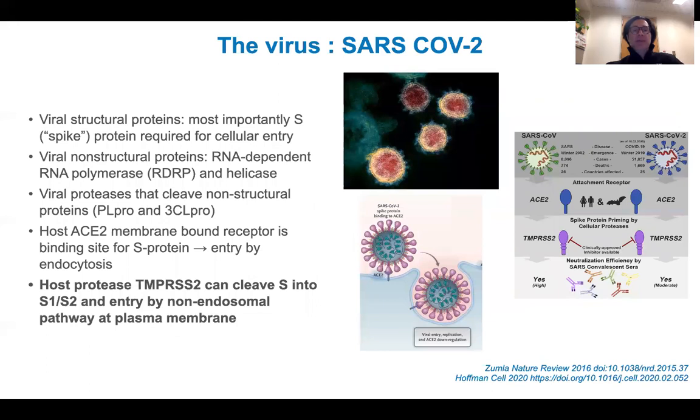The virus itself has a number of structural proteins, but the most important is this S protein, or the spike protein, which is required for cellular entry. The spike protein is cleaved into subunits by the host, in this case a human transmembrane protease, which essentially activates the spike protein, allowing it to infect cells by entering a non-endosomal pathway at the plasma membrane.